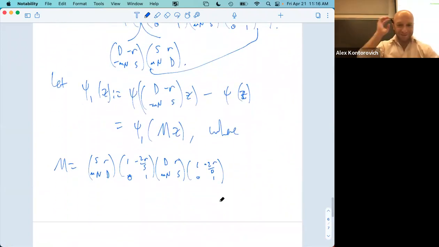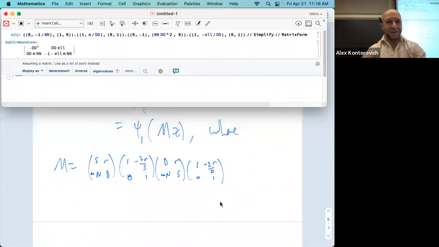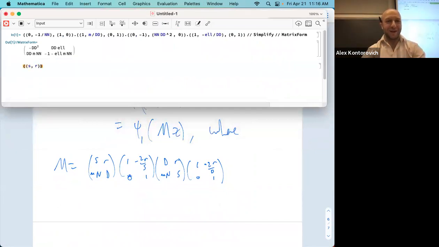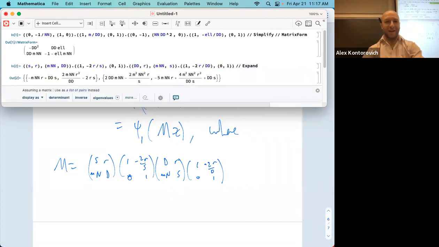Okay, now I need Mathematica. So who is this big matrix? I have S, R, MN, D, no more M, MN comma D, times 1 minus 2R over S, 0 over 1, times D, R with MN, S, times, hopefully you're checking that I'm typing this in correctly, 0, 1. Okay, let's expand all that.